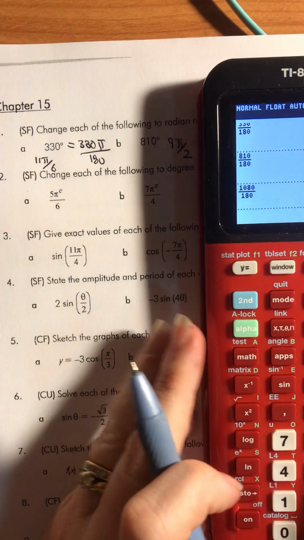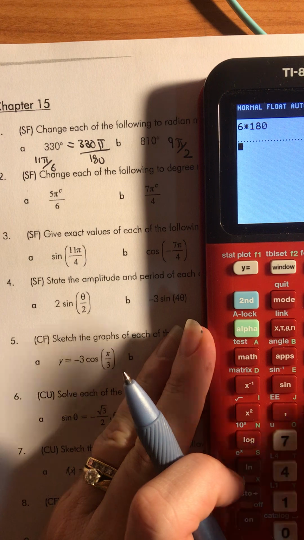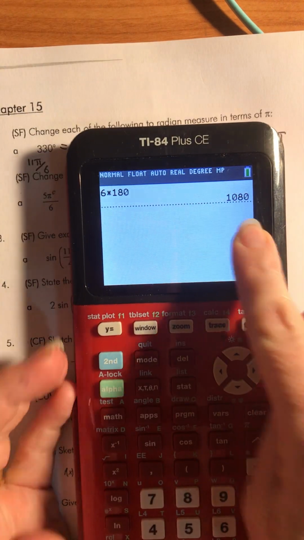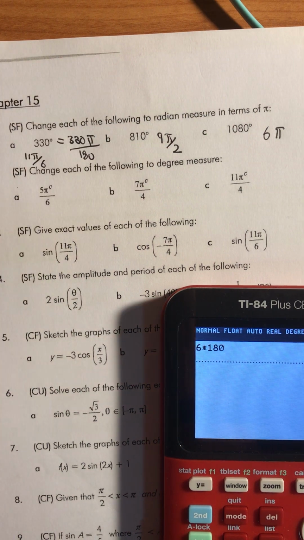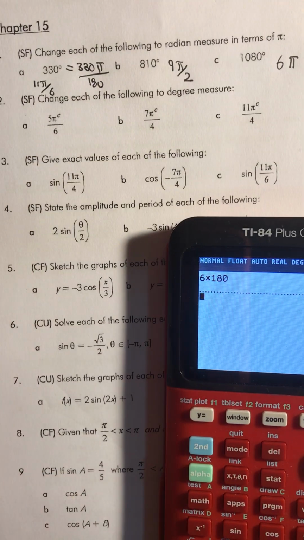And if I check that, I can go 6 times 180, and I get the 1080, which was what I was looking for. So I can always go back and check that my version that I've written in pi works for the number of degrees that I have.